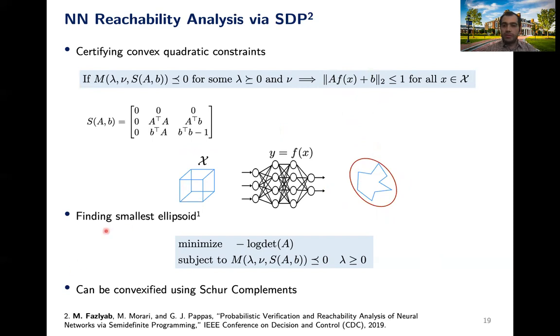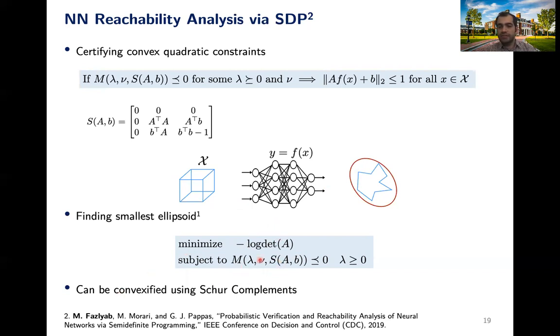Similar to the previous slide, we can also find the smallest over-approximation of the output reachable set by minimizing the volume of the ellipsoid, which is proportional to minus log determinant of matrix A, subject to the matrix inequality constraint. However, unlike the previous slide, the parameters of this optimization problem, A and B, do not appear linearly or in a convex way in the constraints.